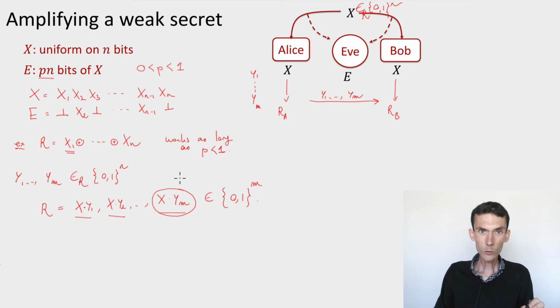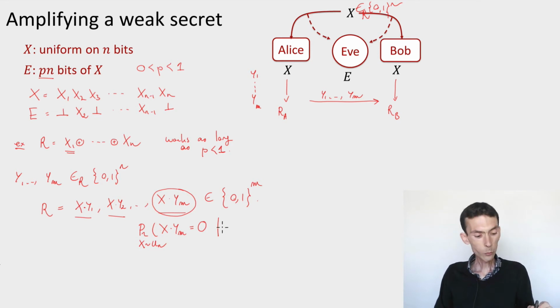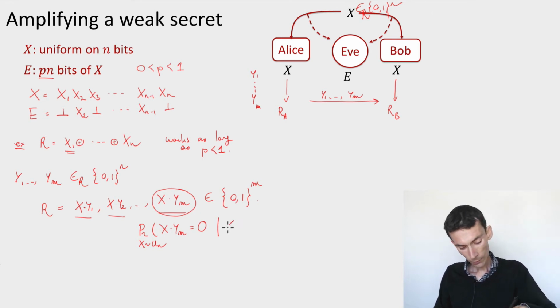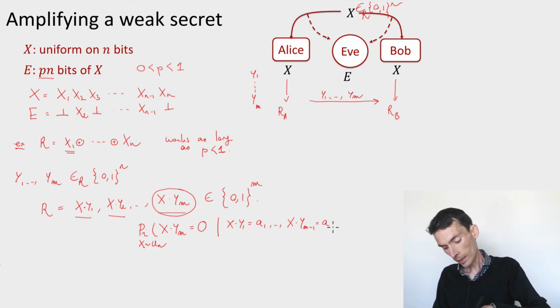appears uniformly random from the point of view of the eavesdropper, we want to say that the distribution of x·ym, let's say the probability that it's equal to 0, should be as close as possible to a half when x is chosen to be a uniform n-bit string, and if we fix m-1 plus p equations in x. Because what we have here is x·y1 equals, let's call it a1, etc., up to x·y(m-1) equals a(m-1).